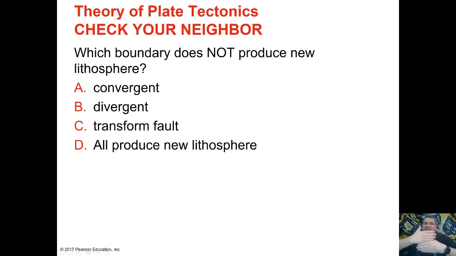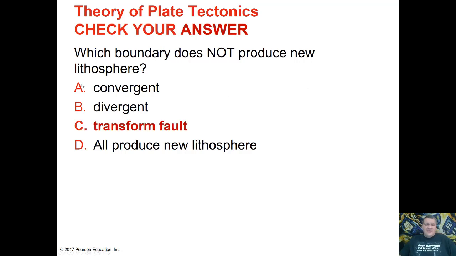This is regions where we get sliding, but we do not actually produce magma or lava, which means there's no new creation of lithosphere. So the correct answer for this one is C, transform faults.